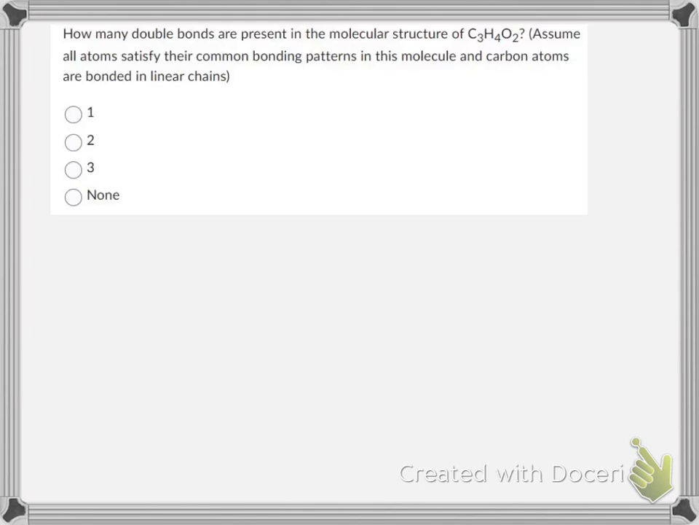Right, so how many double bonds are present in C3H4O2? This is coming from the homework, and you're given a hint. You say assume all atoms satisfy their bonding patterns, and that carbon atoms are bonded in a linear chain. Okay, so what's that mean? Well, that means we have to take the carbon atoms and put them in a linear chain like this, and we have to attach 2 oxygen atoms to it. Now, you could put both of them on the same carbon, but I started with oxygen on different carbons.